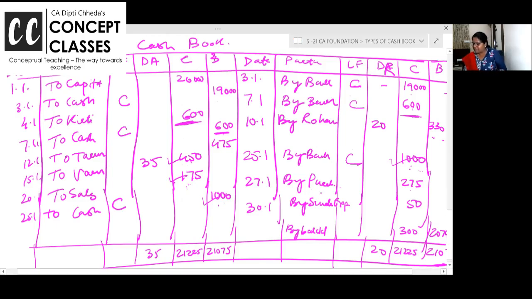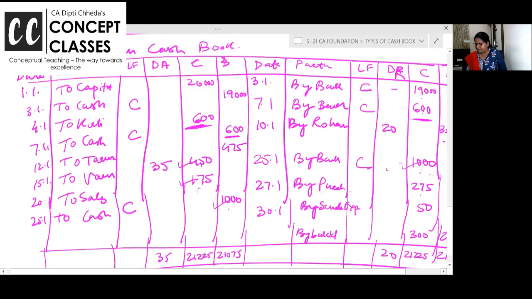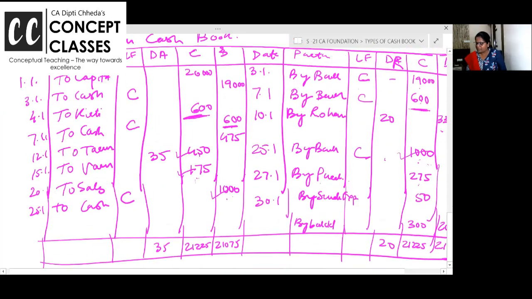Like in purchases, look at this entry. Cash is going out and purchases I have done. So in the ledger, in purchases, I'll go and write "to cash". That ledger's page number I'll write here, and this page number I'll write there. In purchases, I'll write "to cash". In cash, I have written "by purchase". So these two contra entries will come. Okay? This is what is a triple column cash book.